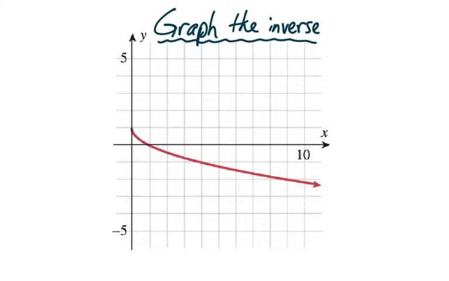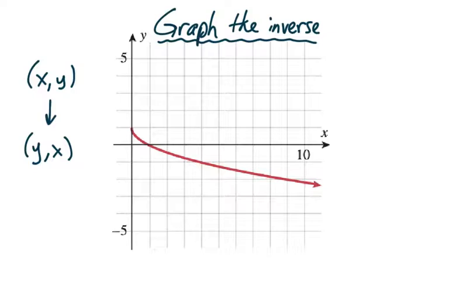So the way we would do this is we would just pick out some points, and if you remember, to do the inverse graph, we're basically going to take all the x, y's that we find on the graph, and we're going to flip them to y, x, because that's what the inverse does. It flips its x's and y's. So our job right now is let's just find some x, y points on this graph that it solidly goes through.